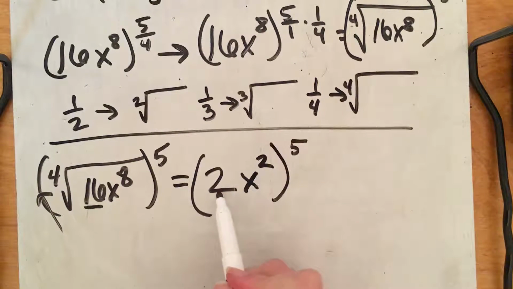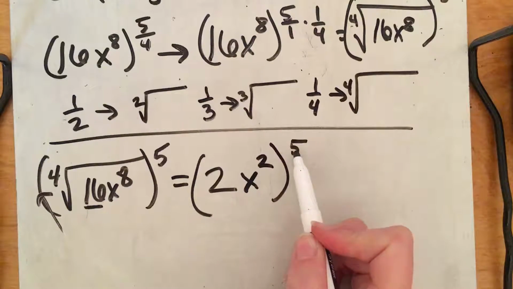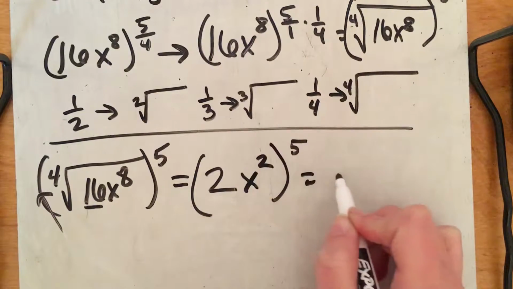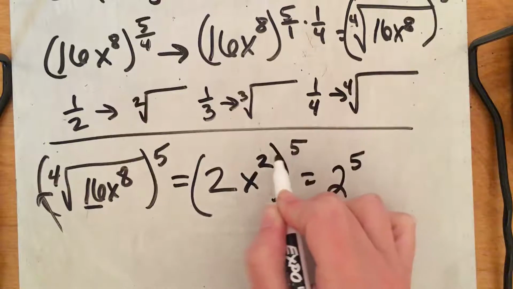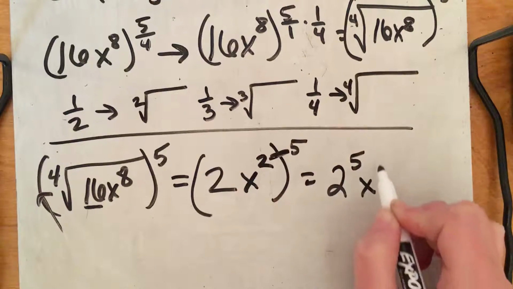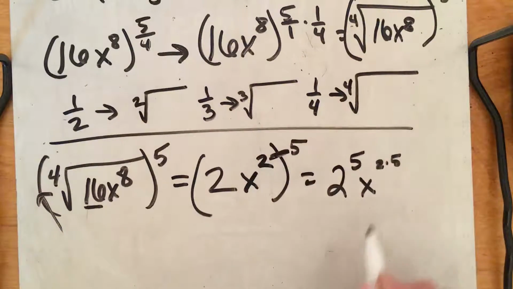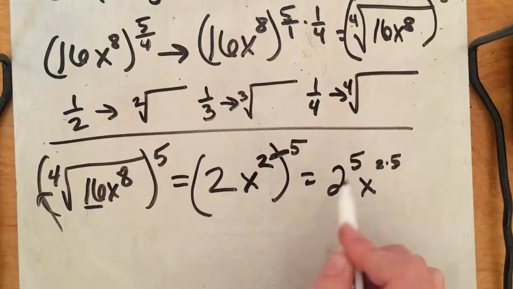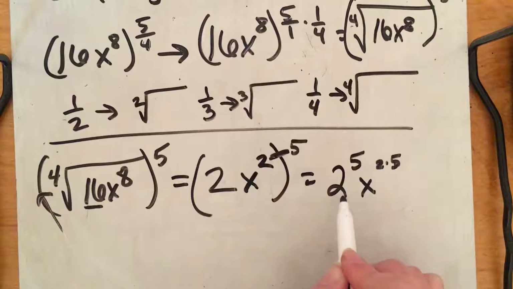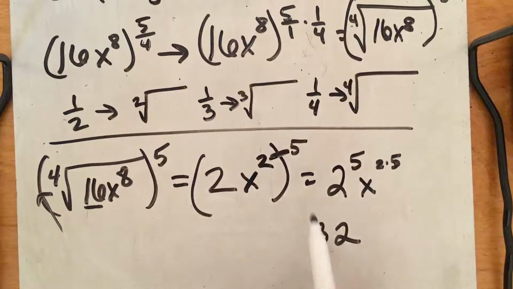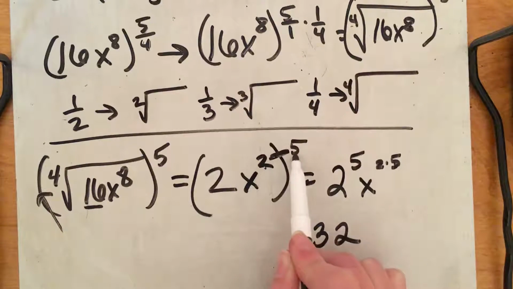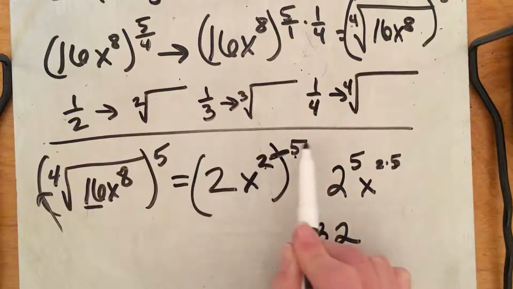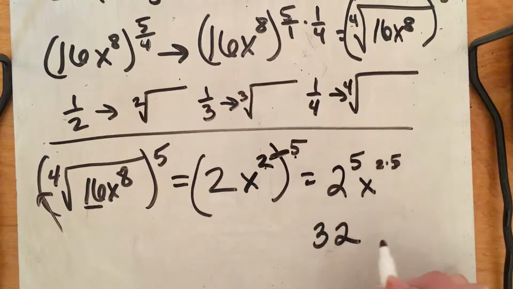So I have 2, and I'm going to have 2 to the 5th power. But then I'm going to multiply these exponents together, so x to the 2 times 5 up here. I'm not going to multiply 2 times 5 because that doesn't mean 2 to the 5th power. This means 2 times itself 5 times, so that's going to really be 32. And then I multiply these exponents. I have a power times another power, so that means I'm going to multiply those, so 2 times 5 will be x to the 10th power.